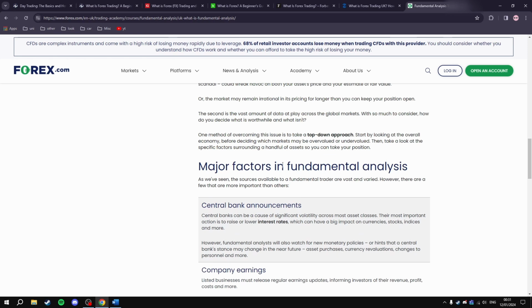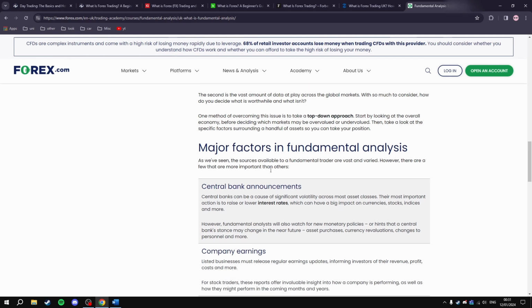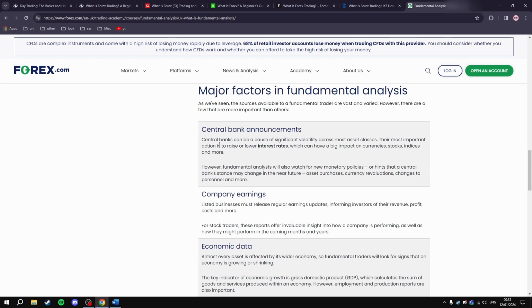Major factors in fundamental analysis. As we've seen, the sources available to fundamental traders are vast and varied. However, there are a few that are more important than the others. Central bank announcements. Central banks can be a cause of significant volatility across most asset classes. Their most important action is to raise or lower interest rates, which can have a big impact on currencies, stocks, indices, and more. However, fundamental analysts also watch for new monetary policies, or hints that a central bank's stance may change in the near future, asset purchases, currency revaluations, changes to personnel, and more.